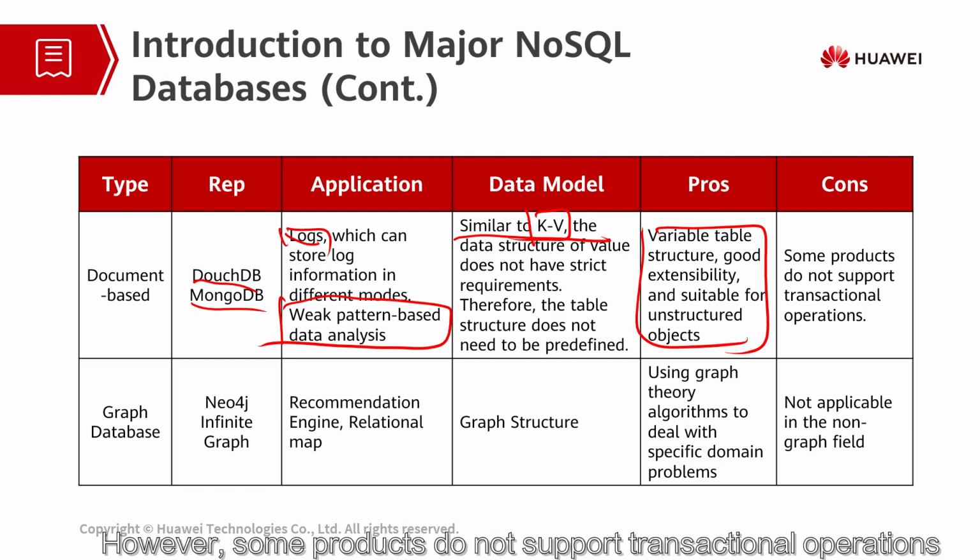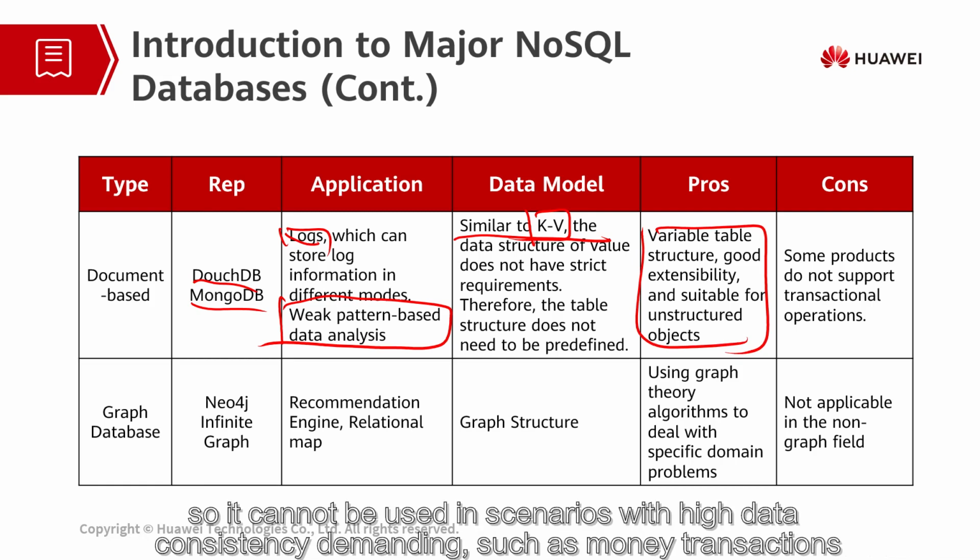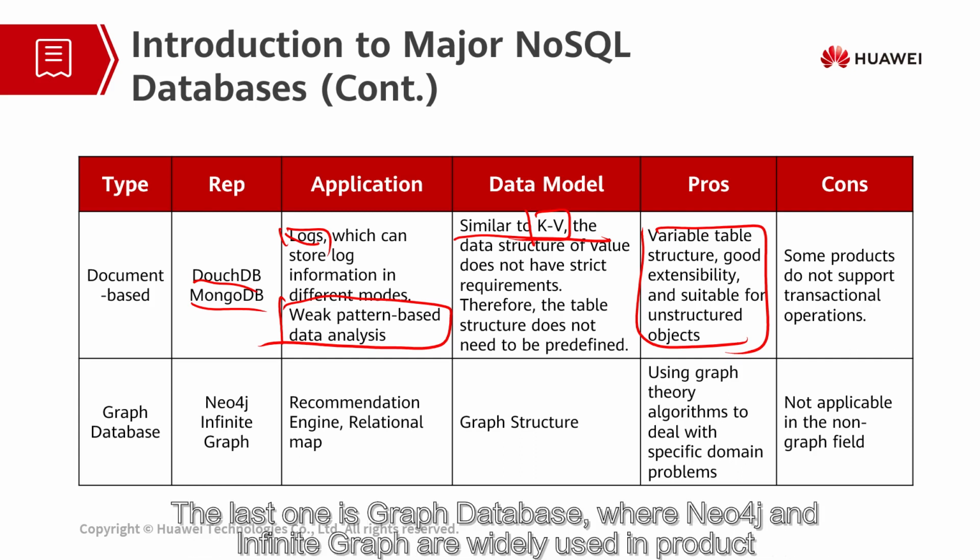However, some products do not support transactional operations, so it cannot be used in scenarios with high data consistency demands, such as money transactions. The last one is graph database, where Neo4j and Infinite Graph are widely used in production.